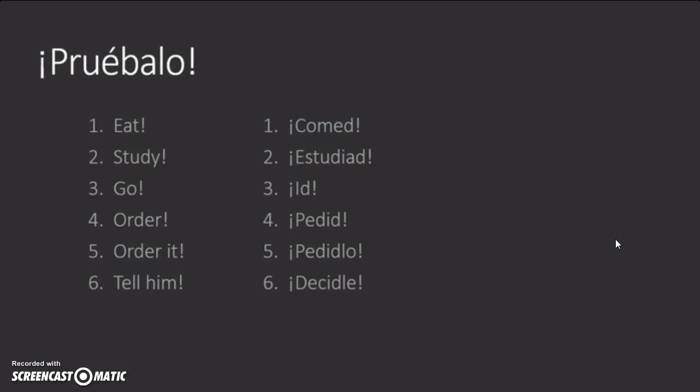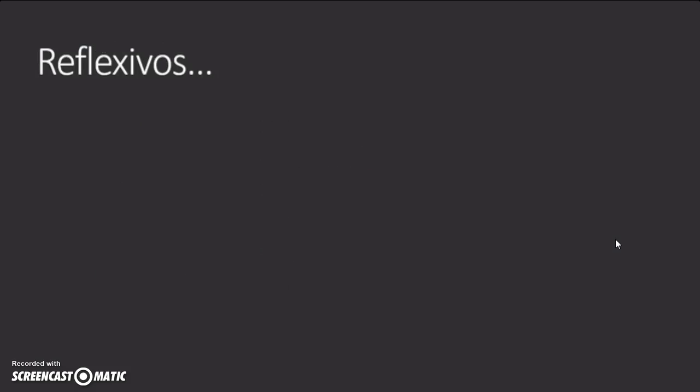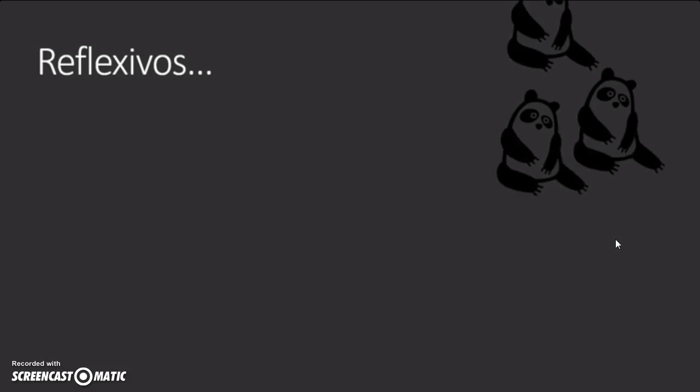Tell him, decidle. Remember that decir takes an indirect object pronoun. Whatever we tell is the direct. We're telling it to him. So make sure you have le there and not lo. Again, don't need an accent mark because the natural stress is already there. All right, so pretty straightforward, right? Not too complicated. All right, so let's talk about reflexive.